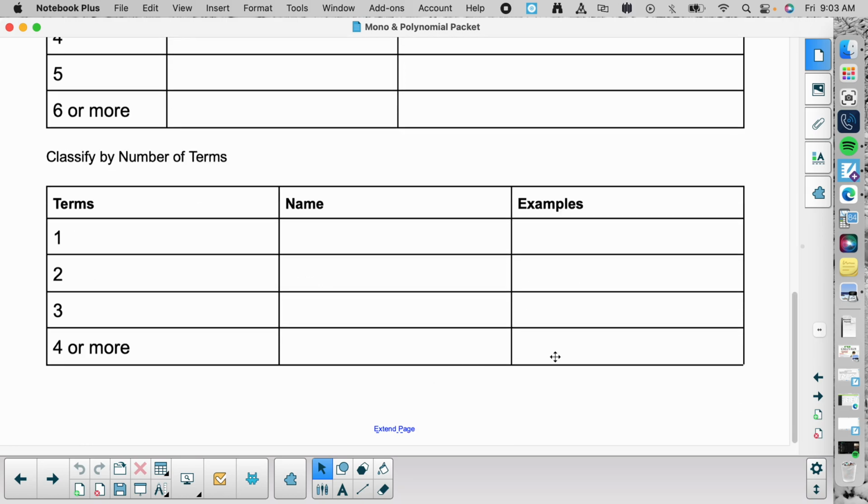Okay, I want to start at the bottom by number of terms since I was just talking about it. Moa. No? Don't call on you? Okay, good. I was going to anyway. What do we call something with one term? Mono.